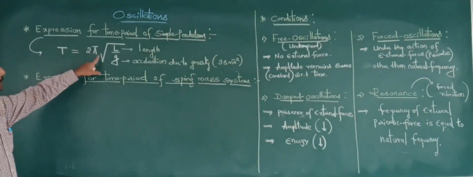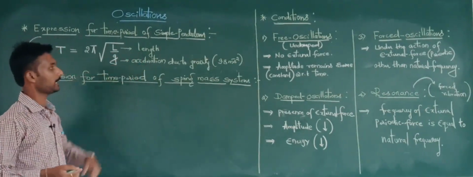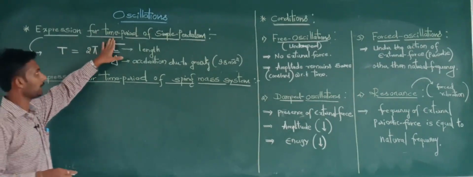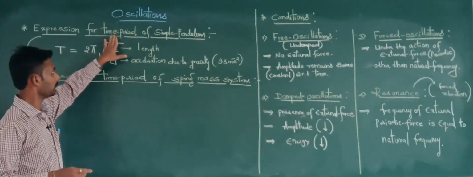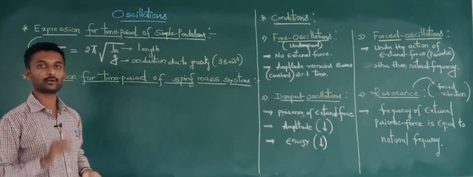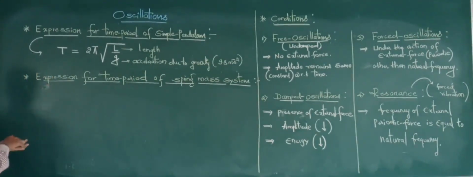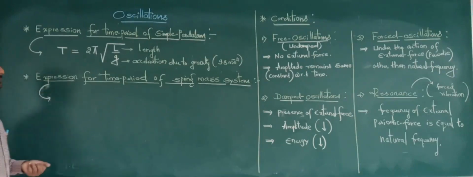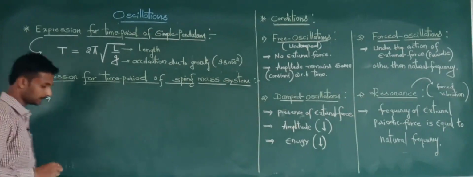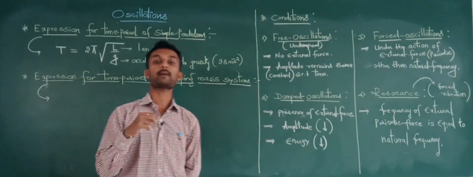T is equal to 2 pi square root of L by G, where L is the length of the wire or length of the string, and G is nothing but acceleration due to gravity. So this expression we will use to determine the time period of a simple pendulum. Remember all these, they will help you ahead. Second one, expression for time period of spring mass system.